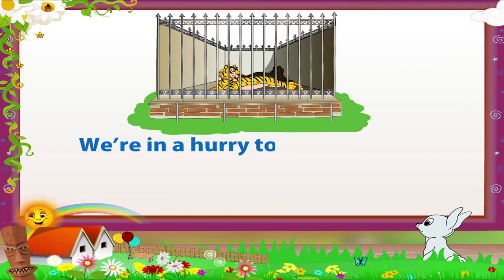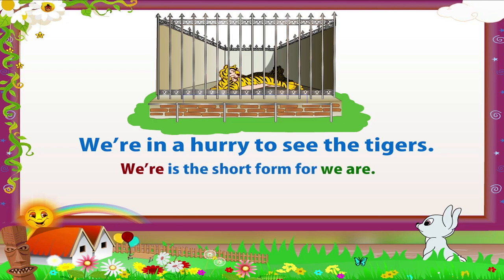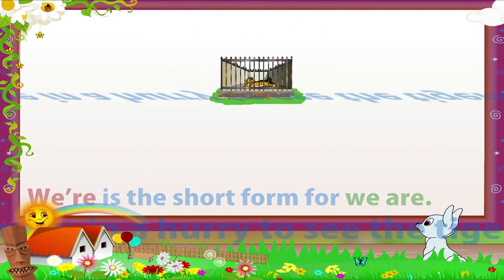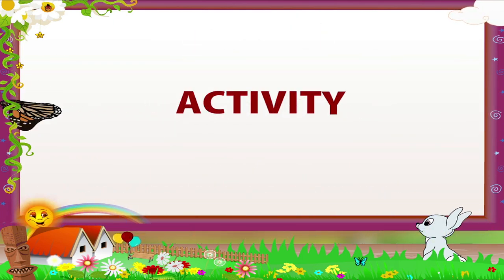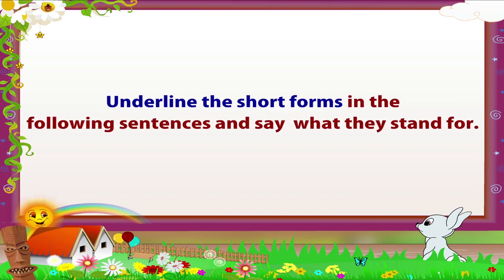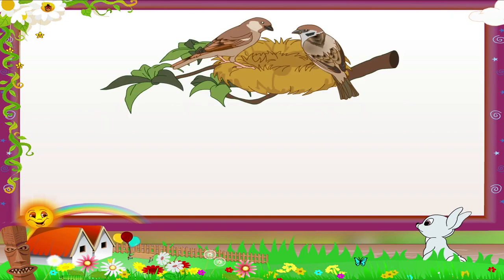We're in a hurry to see the tigers. Where is the short form for we are? We are in a hurry to see the tigers. Now let's do an activity together. Underline the short forms in the following sentences and say what they stand for.